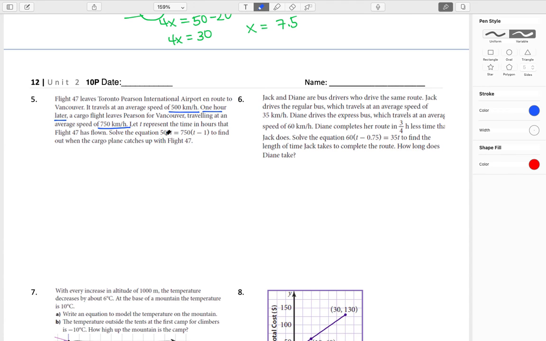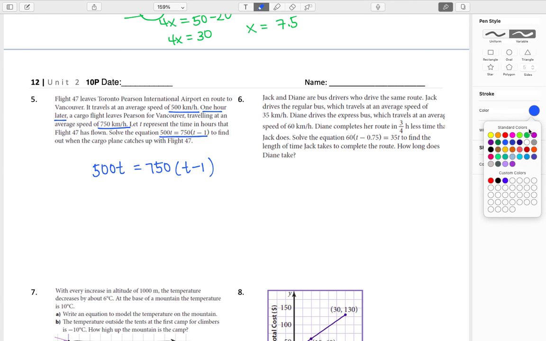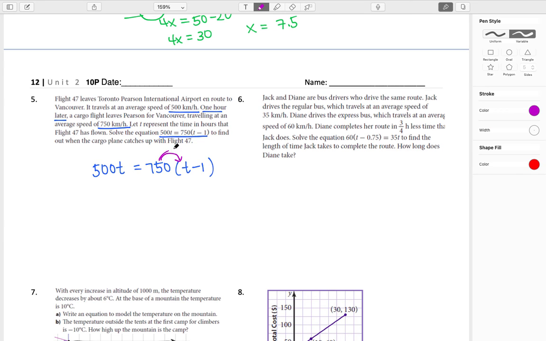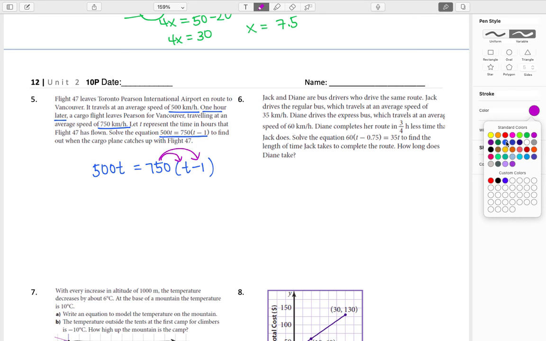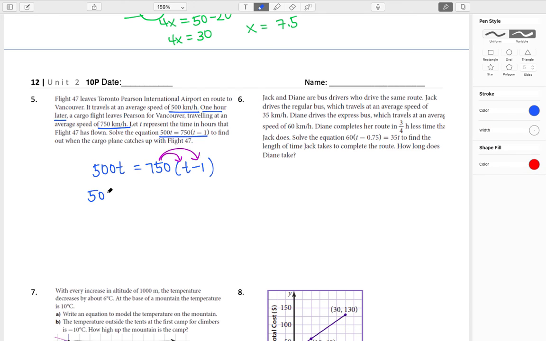This question is a little bit easy because it gives us the equation, and all we need to do is solve for T. So let's plug it in. We are given 500T equals 750 times (T minus 1). It looks like we have only one variable, so we can isolate. Before I do that, I would like to use the distributive property. So then it's going to be 500T equals 750T minus 750.